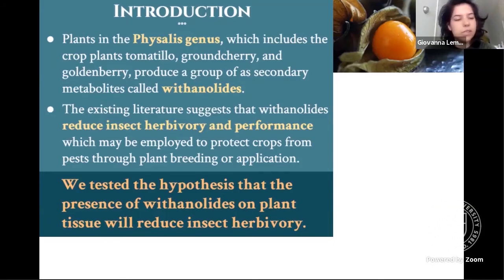agricultural and economic diversity. Existing literature suggests withanolides reduce insect herbivory and performance, and by better understanding their function, we may be able to harness their anti-herbivory effects by breeding for withanolide production within Physalis species, or applying them as pesticides. In my study, we tested the hypothesis that the presence of withanolides on plant tissue reduce insect herbivory and performance through reduced leaf area consumption and reduced insect weight gain.